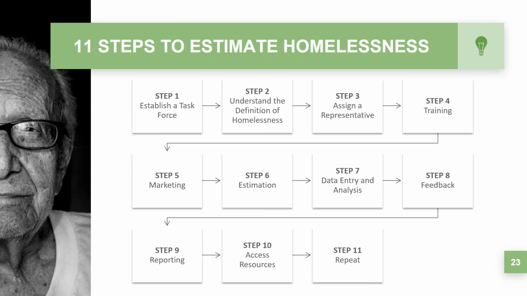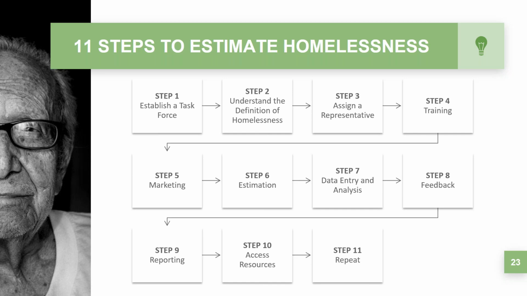So step one is to establish a task force, making sure all the service agencies who will participate are on the same platform. Step two is to understand the definition of homelessness. We are trying to address this on a national level, and if the definition of homelessness is different across different organizations and communities, the data becomes invalid. So have a standard definition across the board. Step three is assign a representative. Someone has to do all of these things. We can't just do it on the side of our desk. And the cost of $5,000 essentially pays for this representative. Then step four, training.